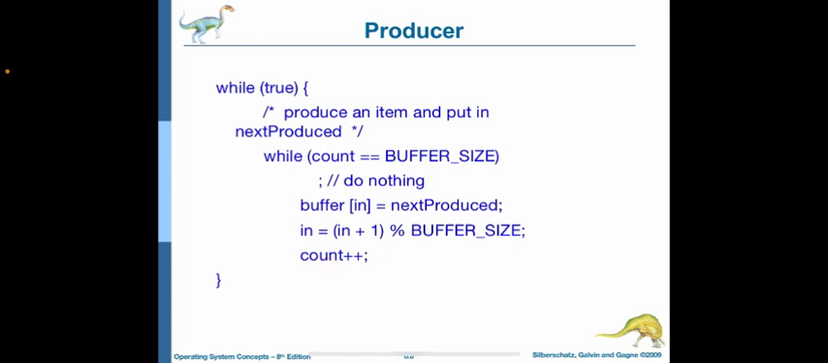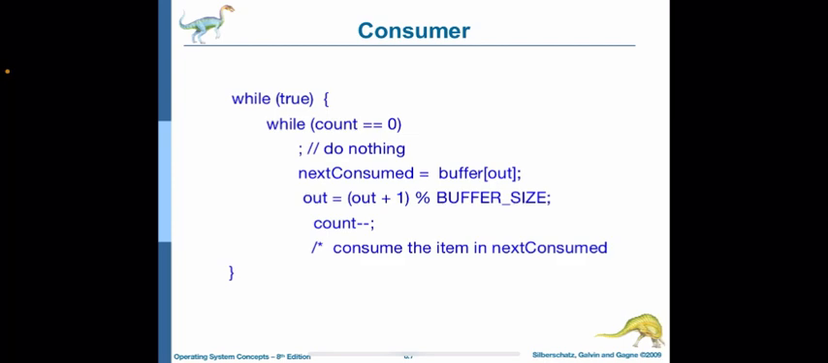Like that, we have the consumer code also. That is also an infinite process, right? While true. What does the consumer have to do first? Before consuming an item, it will check whether the buffers are empty. If all the buffers are empty, it should wait, right? So that is the first condition. If the count value is 0, it means there are no items in the buffer, so it has to wait, do nothing, and wait in the while loop.